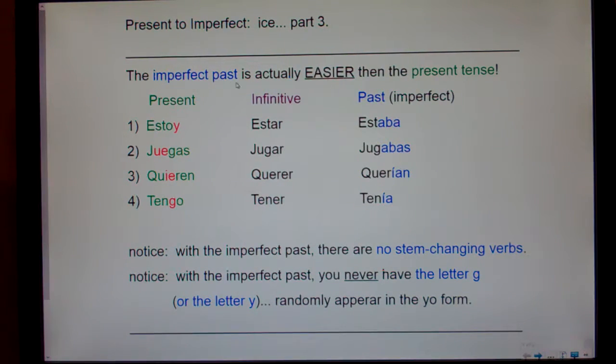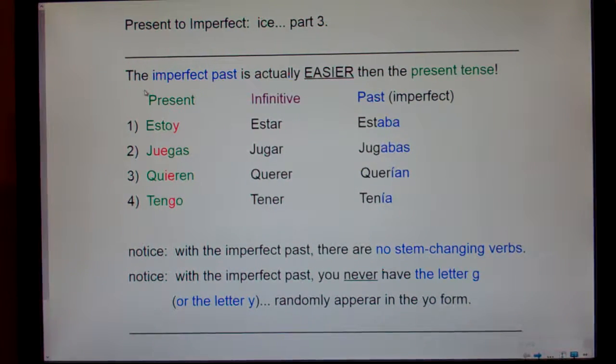The imperfect past is actually easier than the present tense. Let me say that again. The imperfect past is actually easier than the present tense. Okay? Let's talk about why. Present tense, estoy. Imperfect past, estaba. Present tense, juegas, you play. Imperfect past, jugabas. Present tense, quieren, they want. Imperfect past, querían. Present tense, tengo, I have. Imperfect past, tenía. Now I want you to notice.